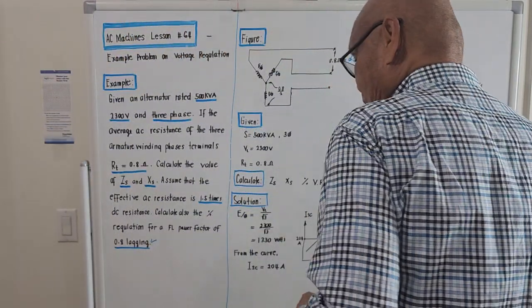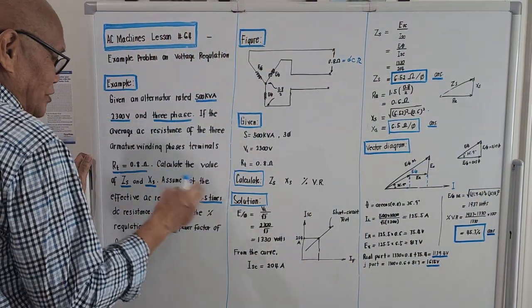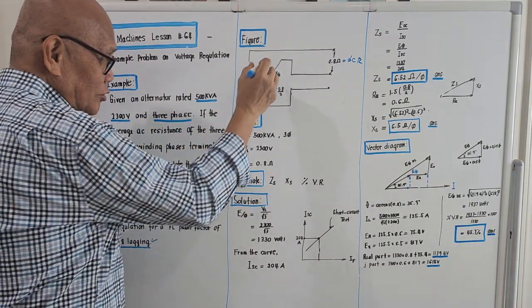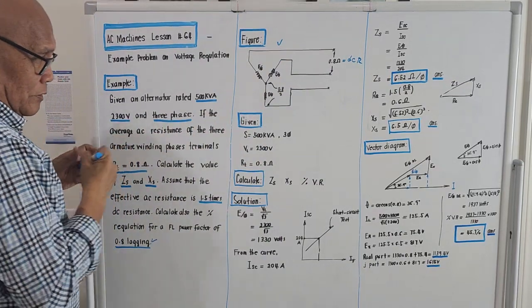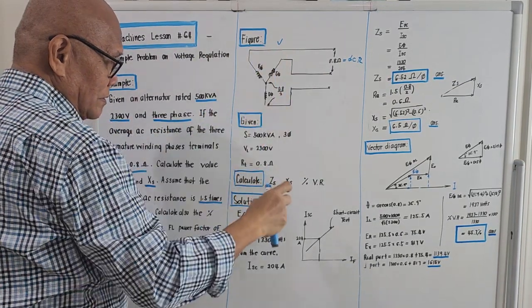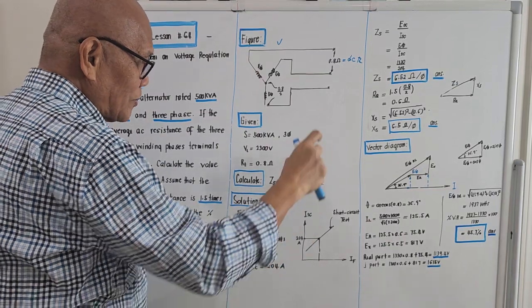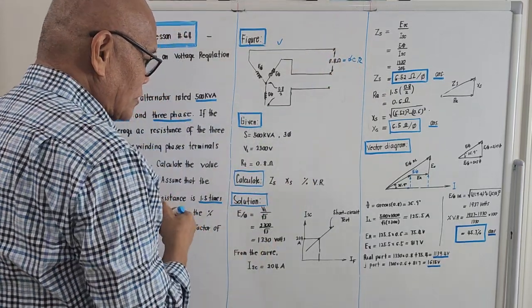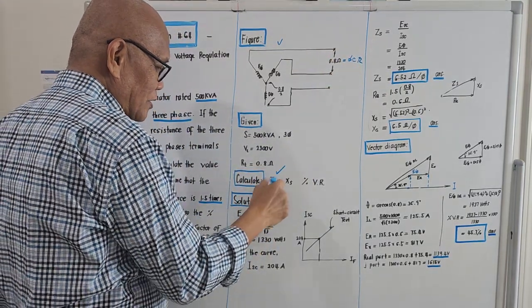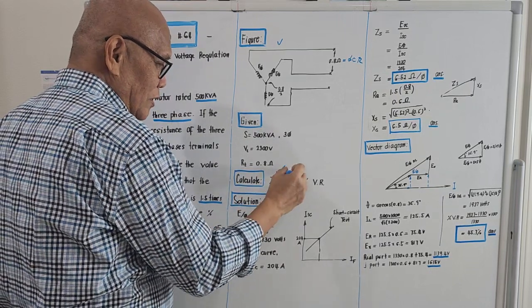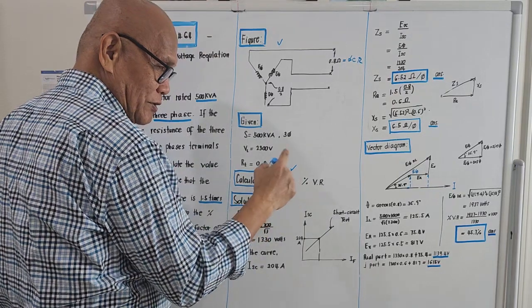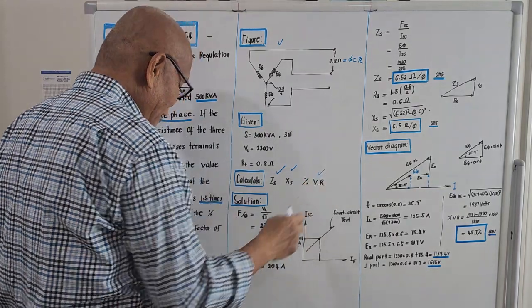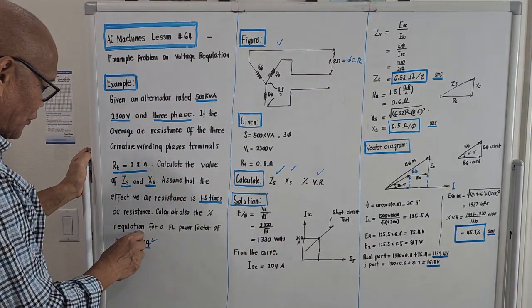For the figure, like I said, it was not stated that the alternator was Y-connected, so we assume that the connection will be Y. So this should be the figure. This is the winding per phase. The measured resistance between terminals is 0.8 ohms. The problem is asking what will be capital letter Z with the subscript S, synchronous impedance, what will be capital letter X with the subscript S, synchronous reactance, and what will be the percent regulation with the given condition. The power factor is 0.8 lagging.